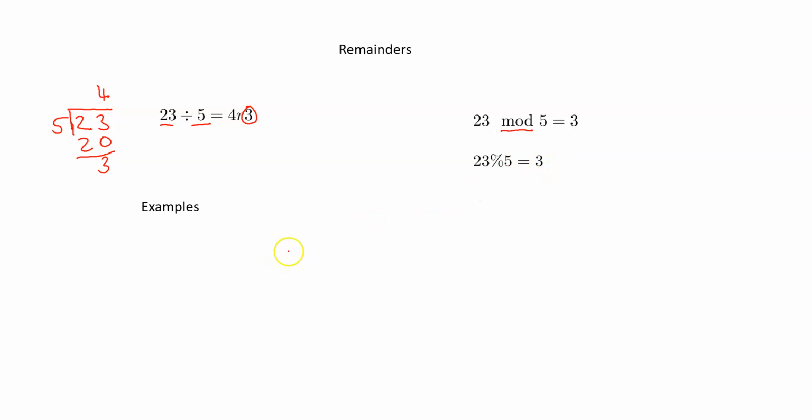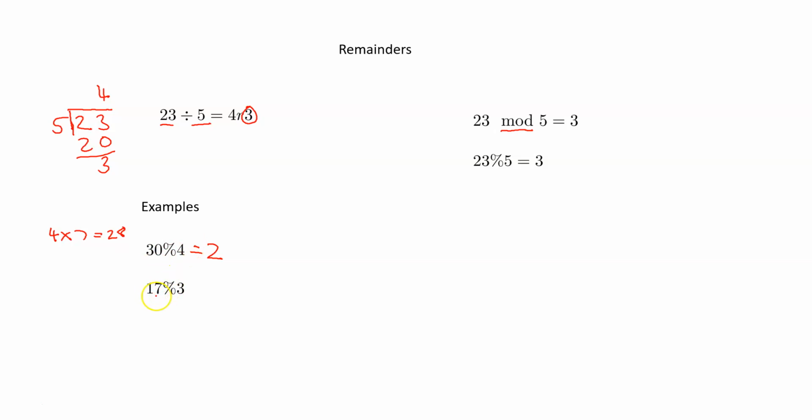Just to make sure that we understand this, let's do a couple examples together. Let's start with 30 mod 4. Well, if I'm looking at my 4 times table, I know that 4 times 7 is 28. And then to get to 30, I would have to add 2. So that's going to be 2.